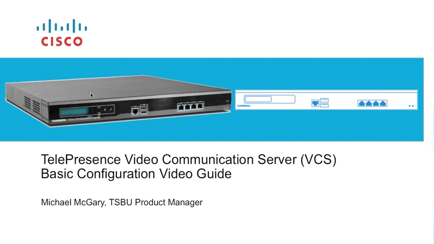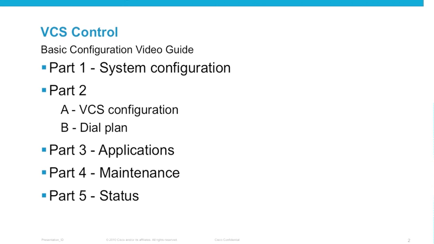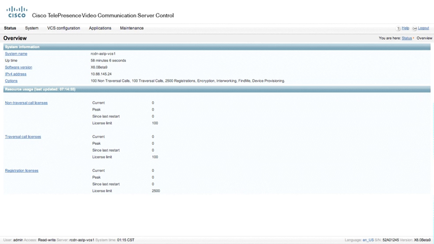This is Part 3, Applications. So, we're going to start with the System Overview page as we have in the previous sections, and we're going to go to Applications now. Underneath Applications, we have several applications: the Conference Factory, Presence, OCS Relay, and Find Me. We're going to start with Conference Factory.